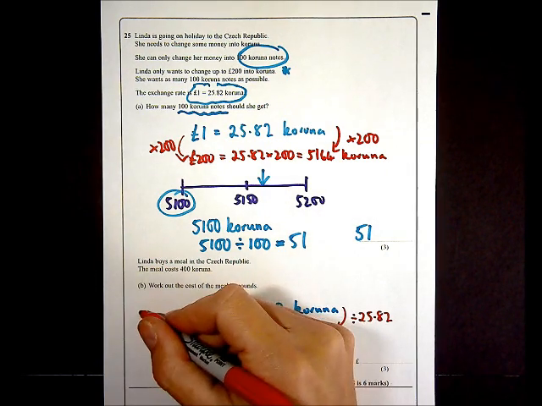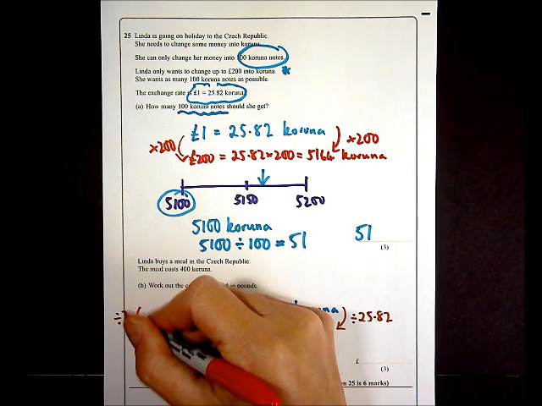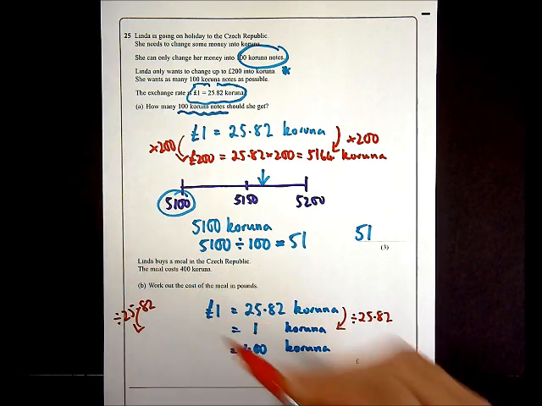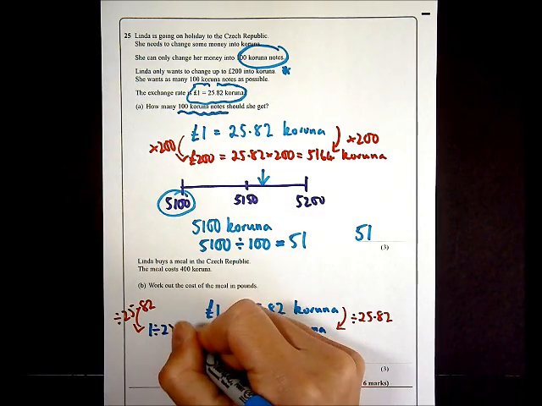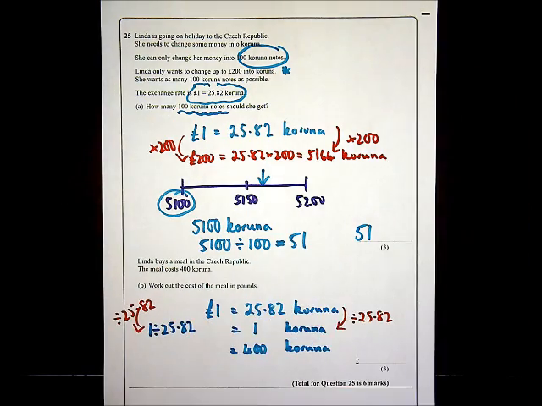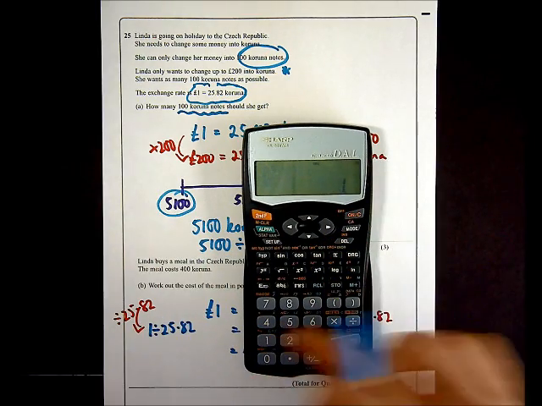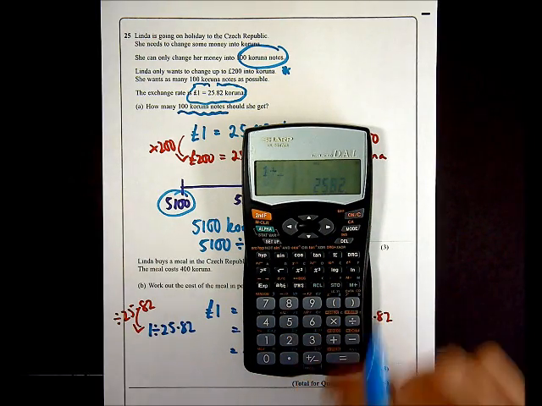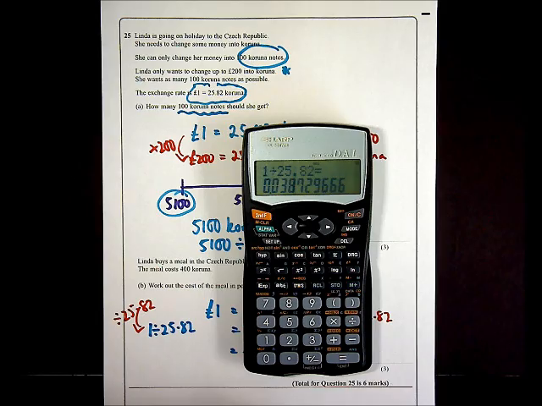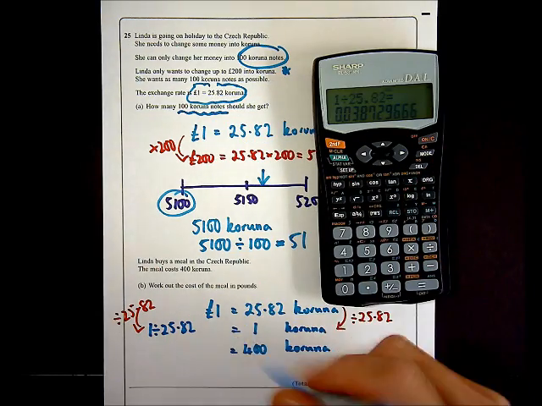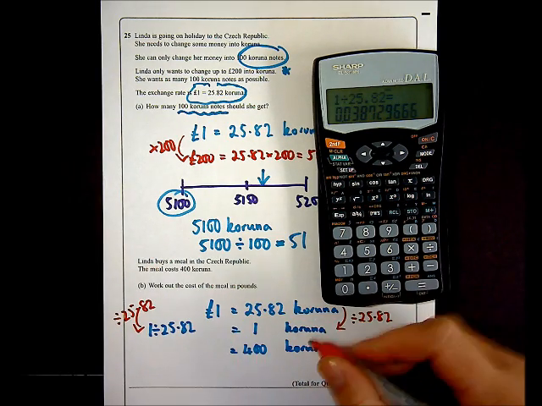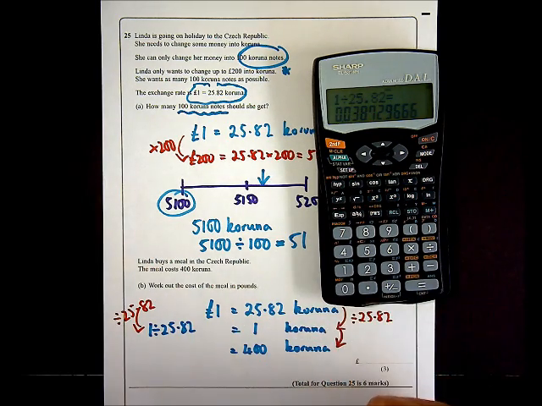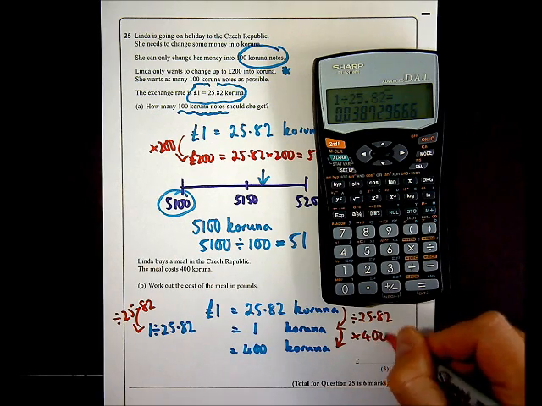And then obviously on this side, I'm going to do the same. I'm going to divide by 25.82. So if I do 1 divided by 25.82, I'm going to find out what 1 koruna is. So 1 divided by 25.82 is 0.038729666. So that's a big number to write in there. In your exam, you'd have a little bit more space. I want to know what 1 koruna is. I'm going to work out what 400 koruna is by multiplying by 400.